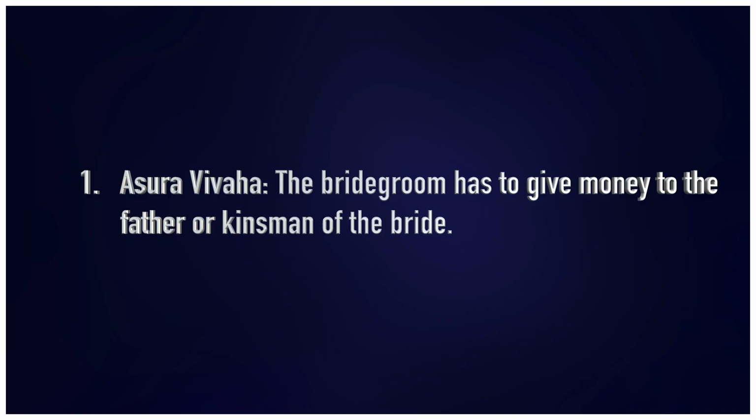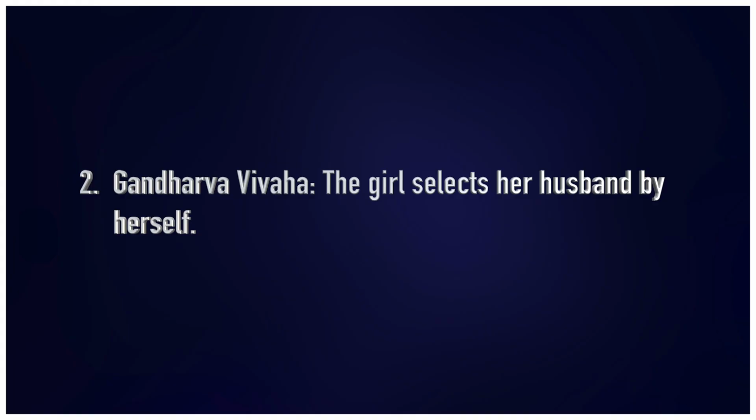Firstly, asura-vivaha. The bridegroom has to give money to the father or kinsman of the bride. The main consideration of the marriage is money. The bride in this form of marriage is virtually purchased. Secondly, Gandharva-vivaha. The girl selects her husband by herself. In fact, both boy and girl love each other, prevalent among the Gandharva tribe living in the slopes of the Himalayas.